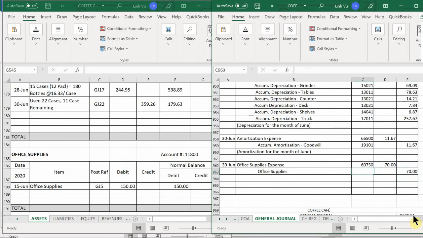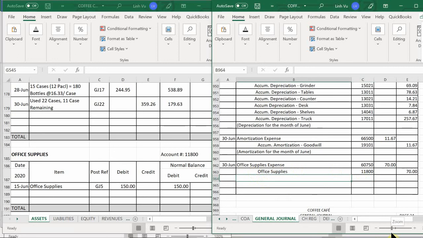Now, why does it make sense? 70. Oh, so that means I just adjust the office supplies. Yes, that's what it means to adjust the office supplies. Because I can't say I have all 10 pencils, I can only say I have 8. So in this case, I used $70 worth.